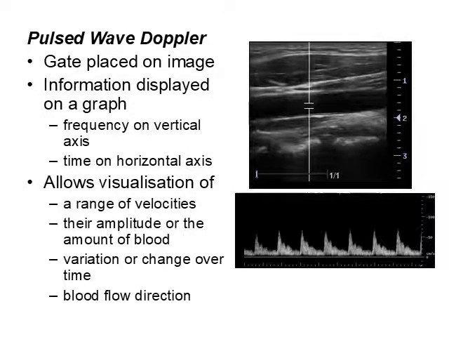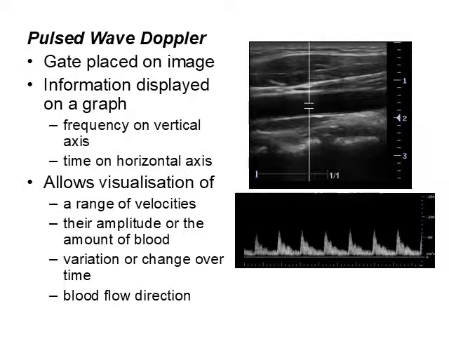So as the heart contracts, we get a pulse of blood, and then as the heart relaxes, we still get a little bit of forward flow of blood, but only a little bit, and then the heart contracts again, and so we get that pulse and it relaxes. So this is a typical arterial pulse of blood.